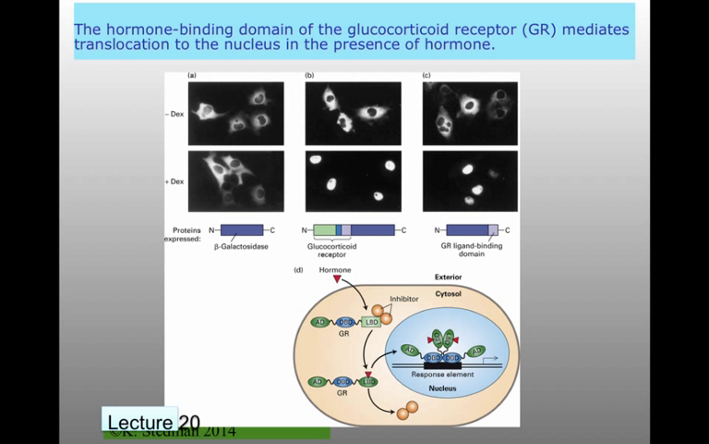Okay, any questions on glucocorticoid receptors or nuclear hormone receptors in general? Again, this is the kind of level I expect your understanding to be, not the level of detail of all those individual proteins that they go through in the text.